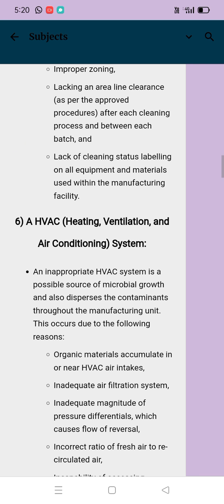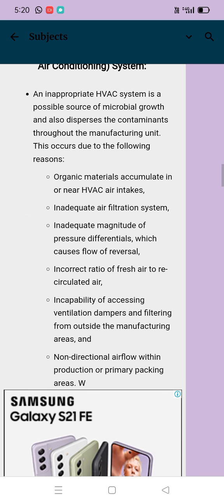And the last thing is the HVAC, that is the heating, ventilation and air conditioning system. This is a system which removes the microorganisms present in the room. Sometimes it also causes contamination, due to organic materials accumulating in it, inadequate air filtration systems, inadequate magnitude of pressure differentials which causes flow reversal, or an incorrect ratio of fresh air to recirculated air.